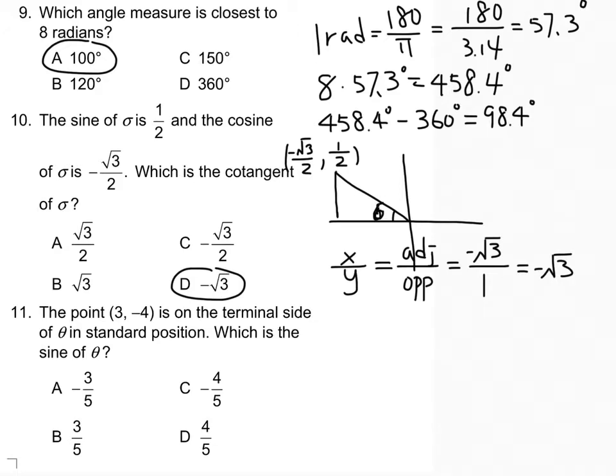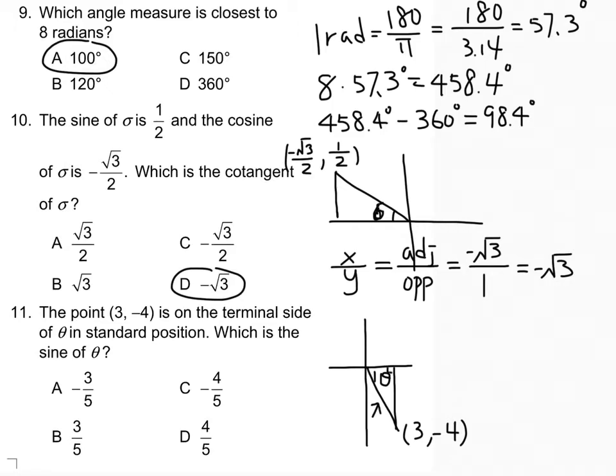Number 11, the point 3, negative 4. Where will you find 3, negative 4? On your graph, you can mark this down. When x is positive and y is negative, it's in the fourth quadrant. 3, negative 4 in standard form is on the terminal side of theta in standard position, and we want sine theta. Sine, so we need the hypotenuse. How do I find the hypotenuse here?